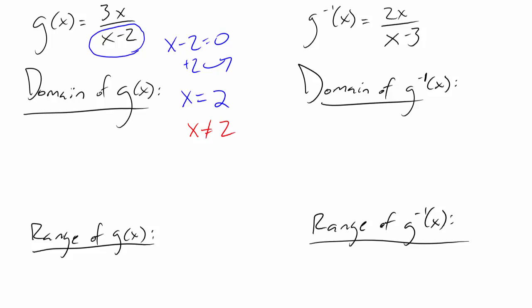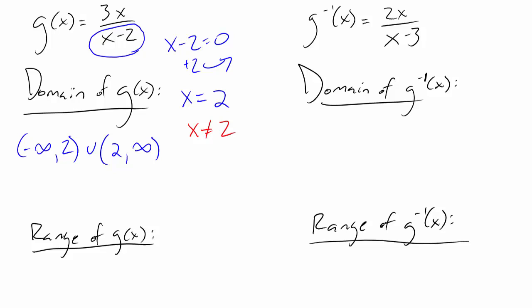So we're going to express that by excluding that positive 2 with parentheses. So we'll go negative infinity to 2, union, again a parenthesis here, 2 to infinity. Remember the parentheses indicate the 2 is not included. And so that is our domain for g of x.